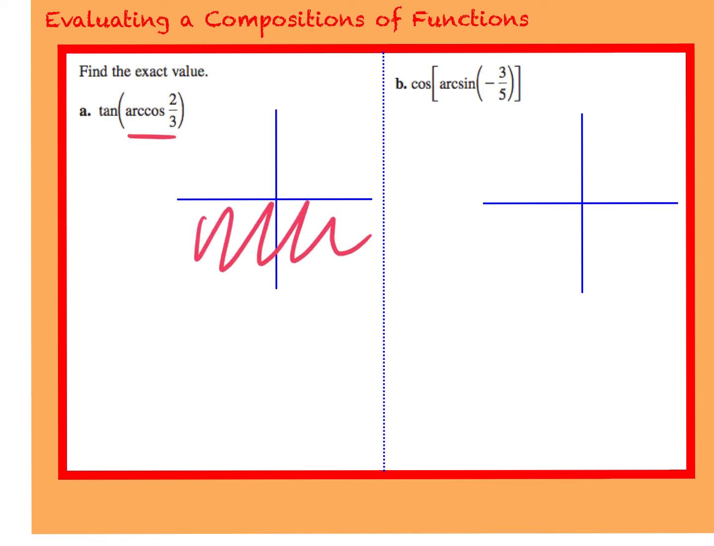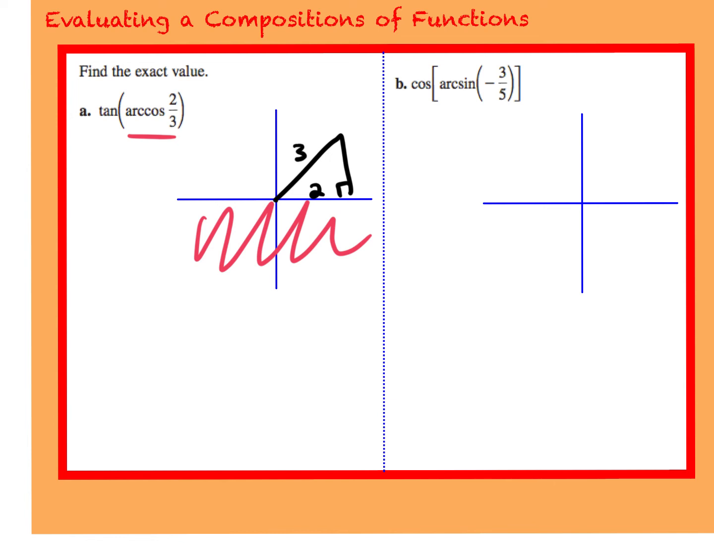So these guys are no longer good to me. Arc cosine is positive. So which one am I drawing it in? I'm drawing it in quadrant 1. All right. What is cosine? Adjacent over hypotenuse. So my adjacent is 2. My hypotenuse is 3. How do I solve for my other side?